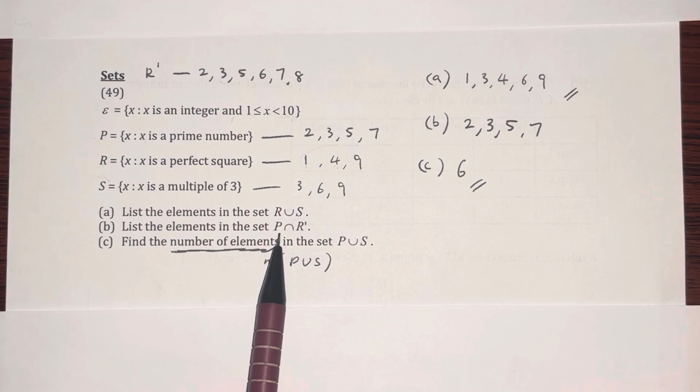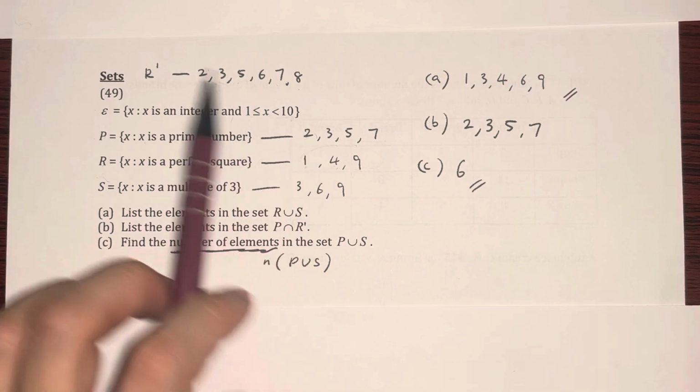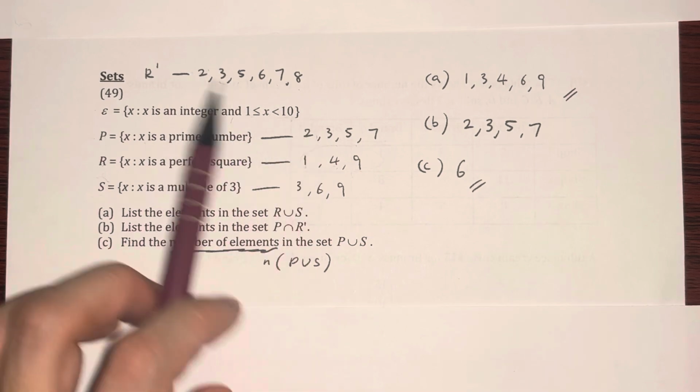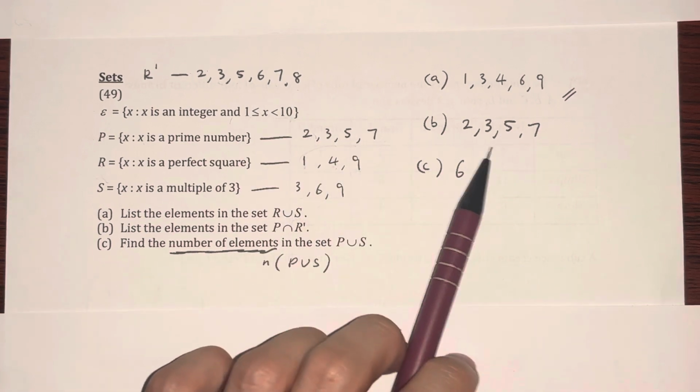So now let's take a look. I want P intersect R prime. So P will be here. So anything between these two that's the same is the answer. So 2 repeats, 3 repeats, 5 repeats, so 7 also repeats. So this is the 4 numbers.